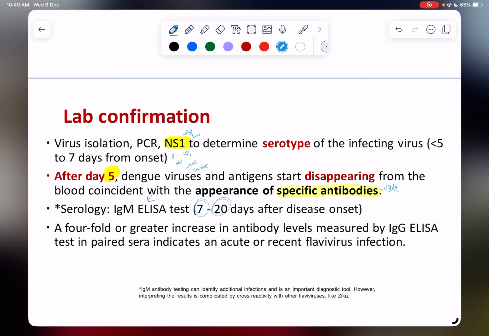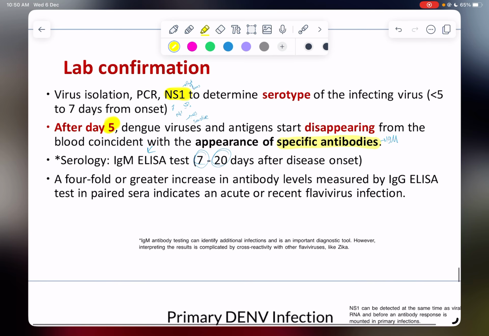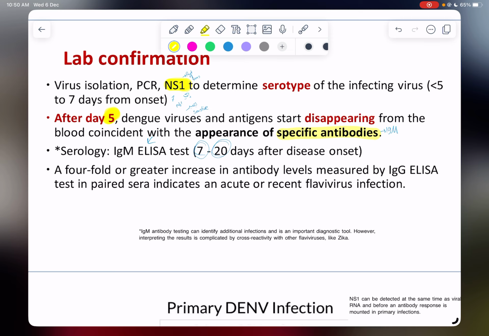Now, if you do an IgG, you need to do paired sera. You know what is paired sera? One at the time of presentation and one, let us say, after 2, 3, or 4 weeks. If this shows you a fourfold rise, then this is a confirmatory test for a recent flavivirus infection. It does not pinpoint dengue. It shows that the person has been infected with a flavivirus.